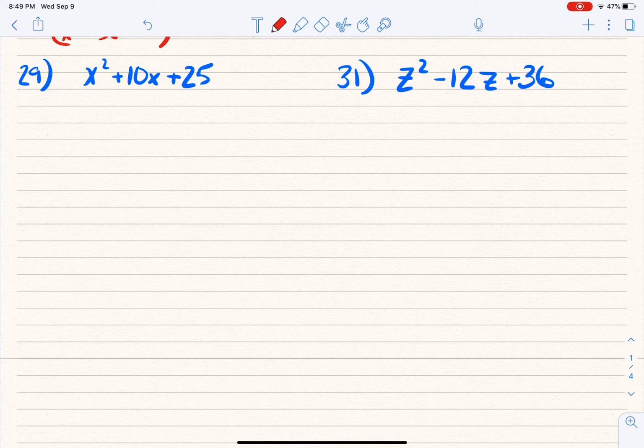I mean, everyone in the class should be able to go, well, what are factors of 25 that add up to be 10? Well, 5 and 5, okay? Or what are factors of 36 that add up to be negative 12? And that would be negative 6 and negative 6.